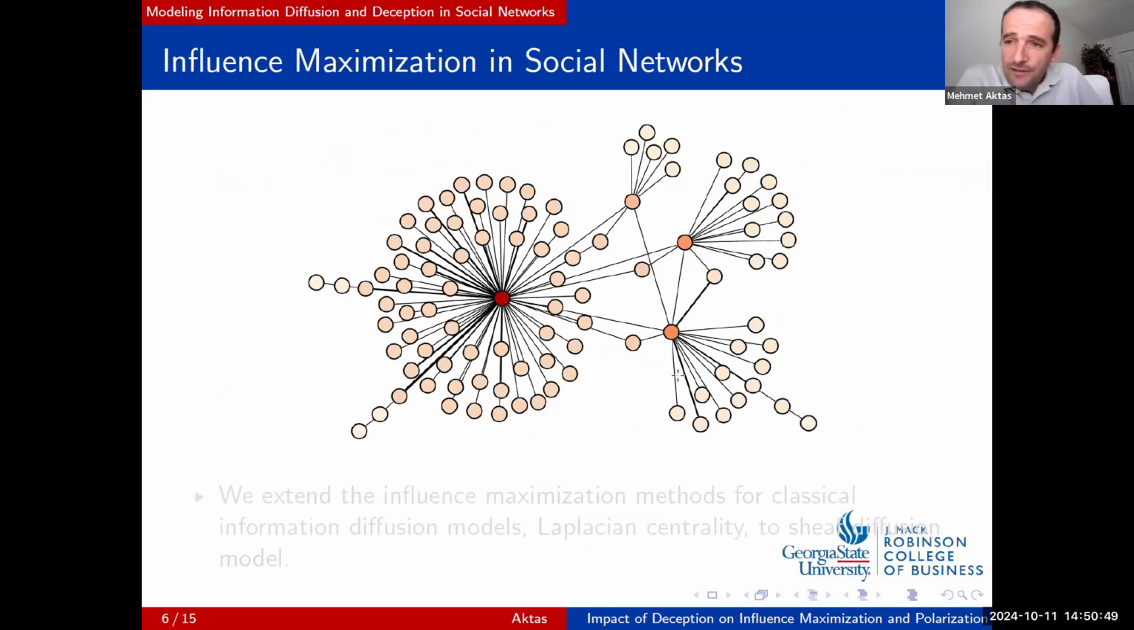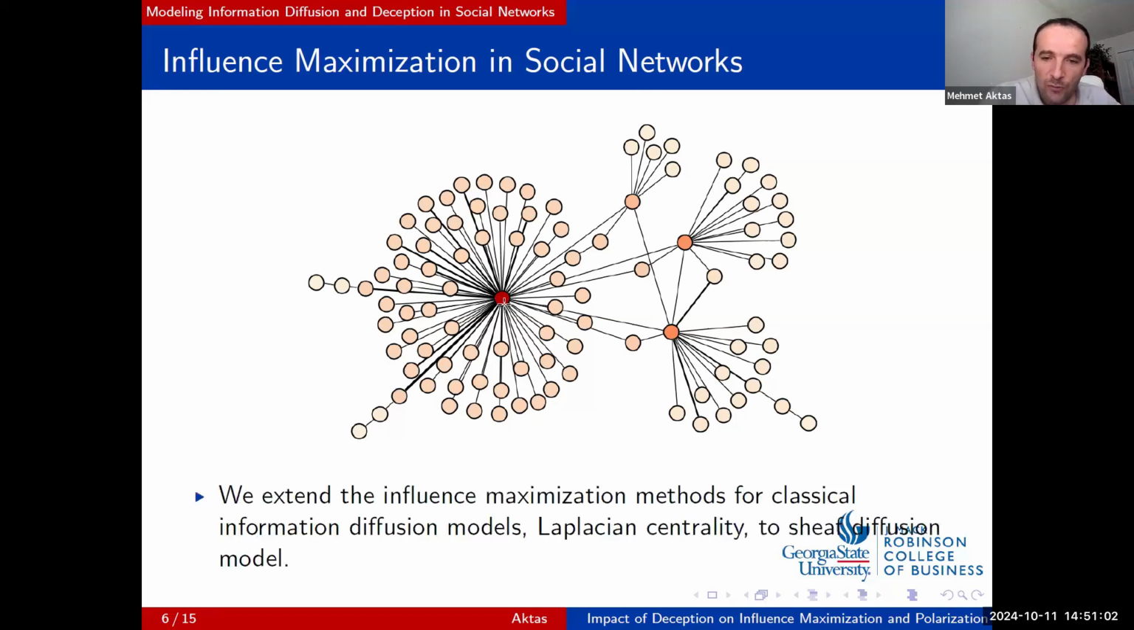And as I said, we worked on two different problems: influence maximization and polarization. In influence maximization, our goal is to find who are the most influential users in the social network. What we did is use our information diffusion model and define a new technique called Laplacian centrality to understand who is most influential if someone is lying in the social network.